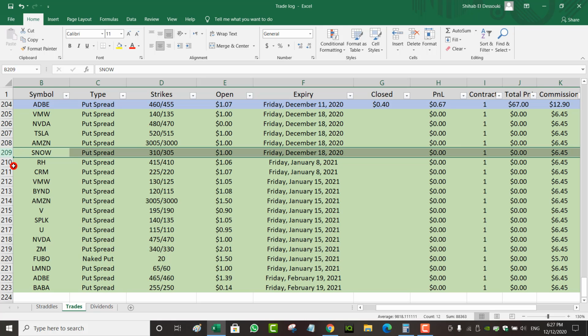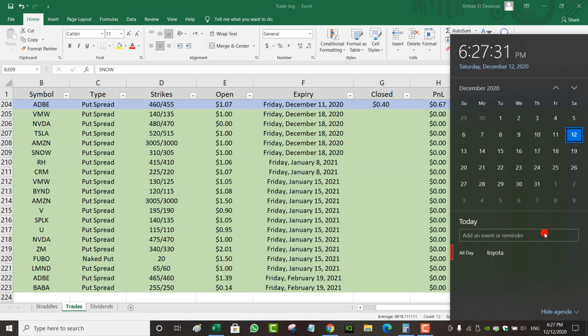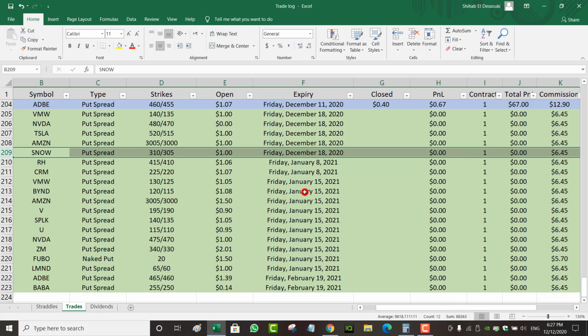But if it drops below 320, 315, then I might take action and roll it to January, and then I'll definitely sell a new put spread either for the same week or for the following week. So what's the week after December 18? For December 24th, I think. Yeah, I think December 25th is closed, so I'll definitely sell one for December 24th if Snowflake keeps dropping.